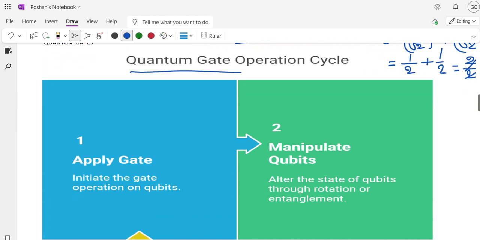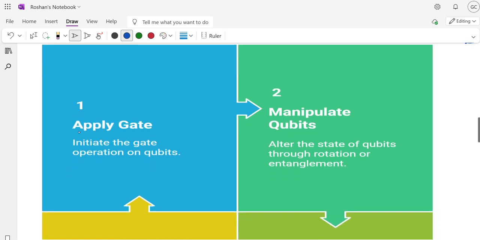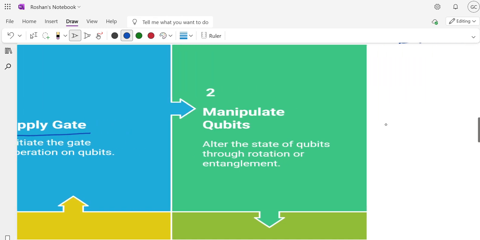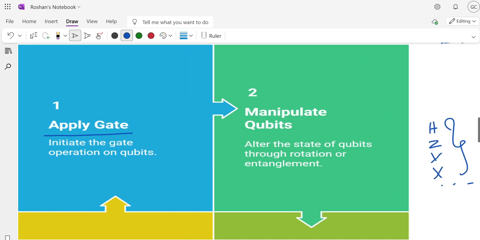Quantum gate operation cycle. Here we'll understand how quantum gate operation works. First, we need to apply a gate. That means to perform any operation, we need to apply gates. In quantum computing, we have the Hadamard gate, Z gate, Y gate, X gate, and so on. We'll see these gates in detail in further classes. As of now, just remember that we are going to apply a gate.